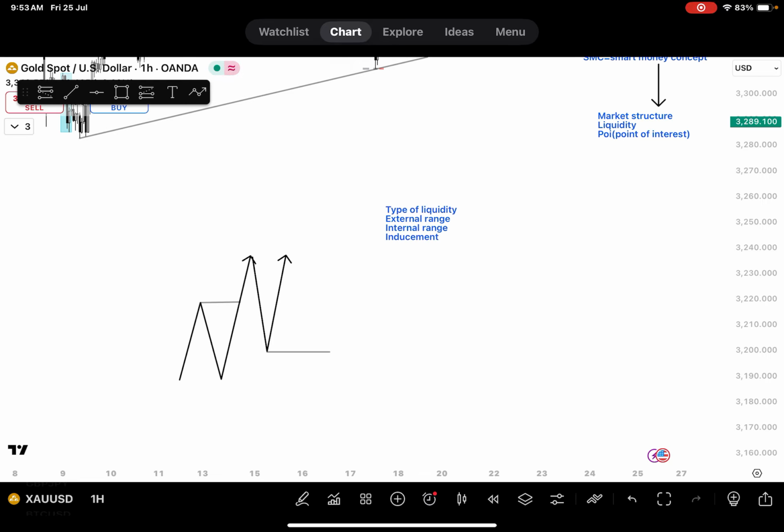The reason why I'm explaining this inducement liquidity is because it's what we mostly use in the market. Now this inducement liquidity has a very important rule about it. First, there must be a break of market structure for you to spot an inducement liquidity.